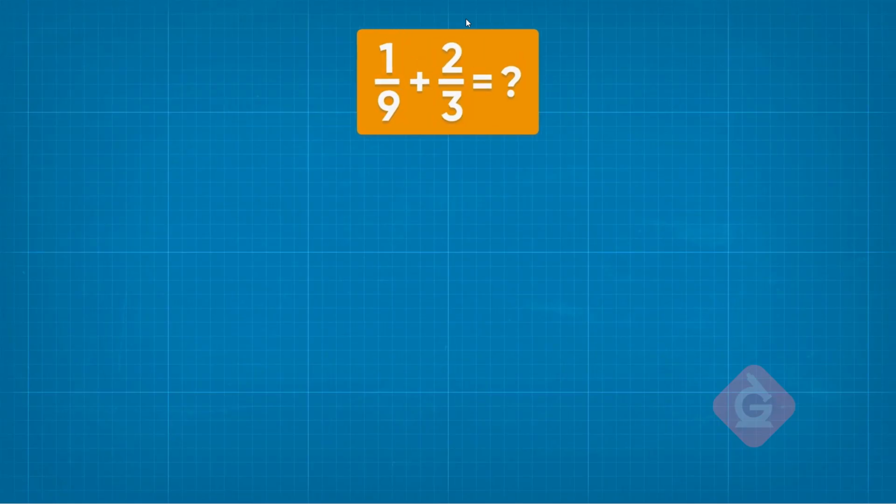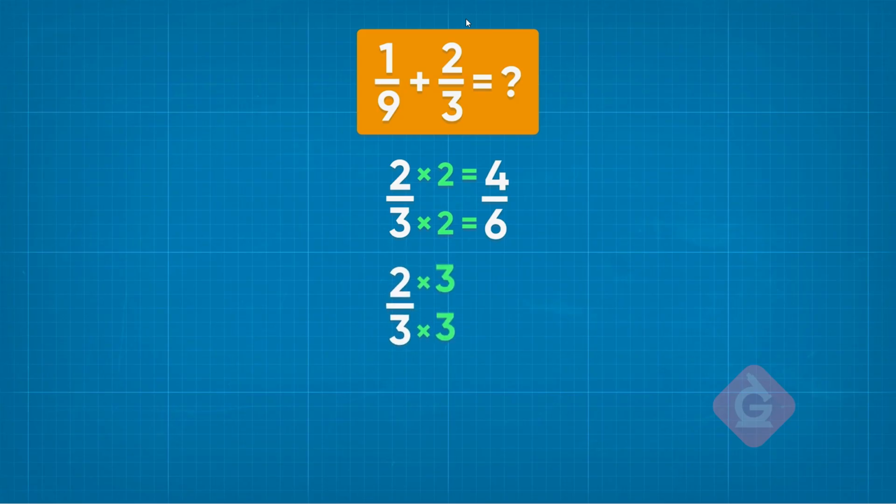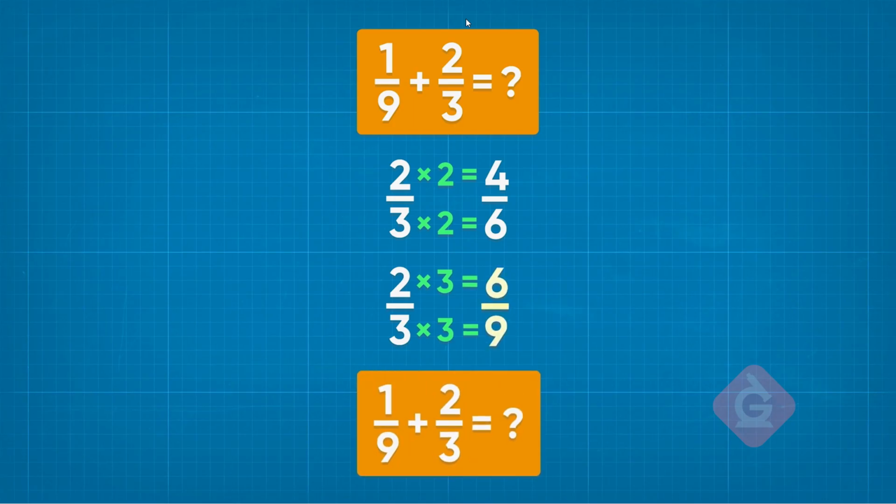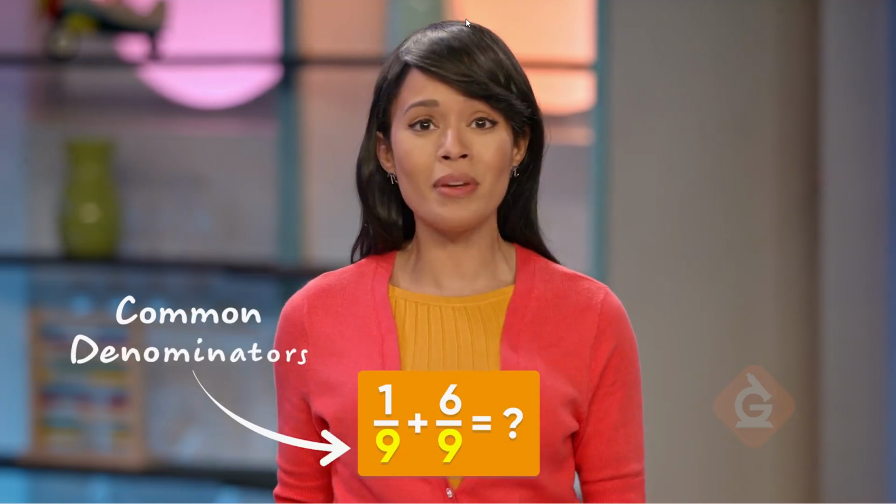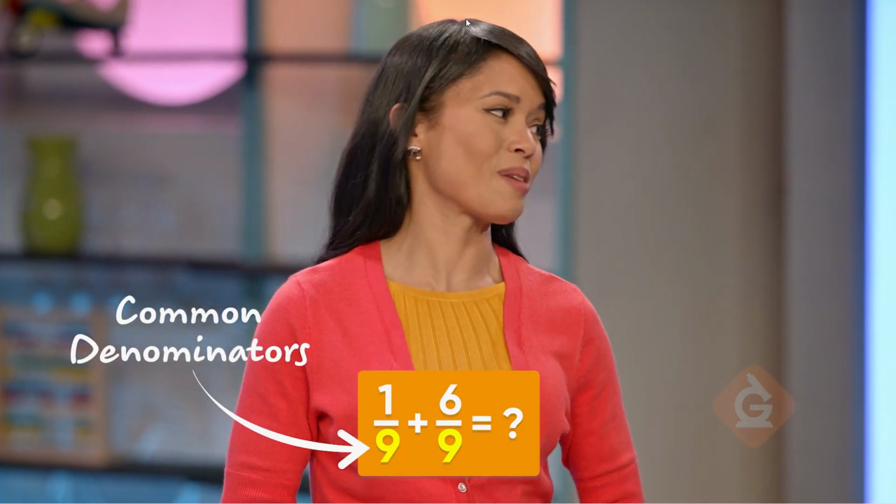Okay. Well, if we multiply the numerator and denominator by 2, it becomes 4/6. And if we multiply the numerator and denominator by 3, we get 6/9. That's it. Since 6/9 is equivalent to 2/3, we can use 6/9 in the problem. That makes both fractions have like denominators. Nice job. In math, when two fractions have the same denominator, we call that common denominators. It makes adding them together simple.